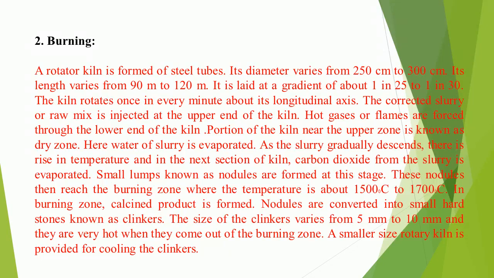These nodules then reach the burning zone, where the temperature is about 1500°C to 1700°C. In the burning zone, the calcined product is formed. Nodules are converted into small hard stones known as clinkers. The size of the clinkers varies from 5 mm to 10 mm, and they are very hot when they come out of the burning zone. A smaller size rotary kiln is provided for cooling the clinkers.